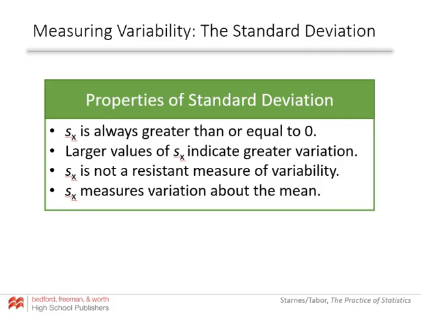All right. Standard deviation is also not resistant. Okay. And it measures variation about the mean. So when you are asked to interpret standard deviation, what you should say is the value typically varies by whatever your standard deviation is. So if my standard deviation is 4.2, then the number of goals scored typically varies by 4.2 from the mean.